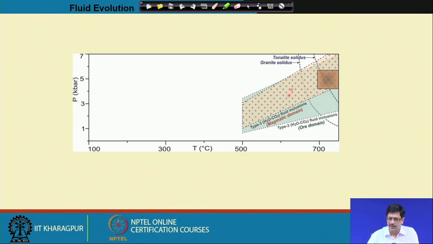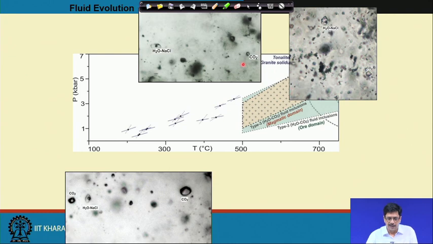And there is a good overlap between the pressure temperature regime deduced from the granitic domain and from the ore domain. These intersection points are from the coexisting or coeval aqueous carbonic, pure carbonic and pure aqueous inclusions, which give us a good range in the evolution of the pressure temperature conditions of the fluid. These are the situations in which the coexisting pure aqueous inclusion H2O-NaCl and the pure carbonic inclusion are shown here, and a similar situation from the different ore regions.